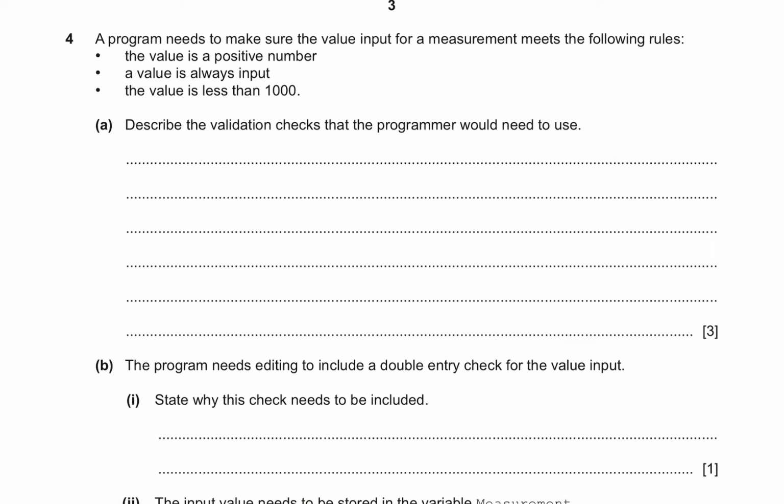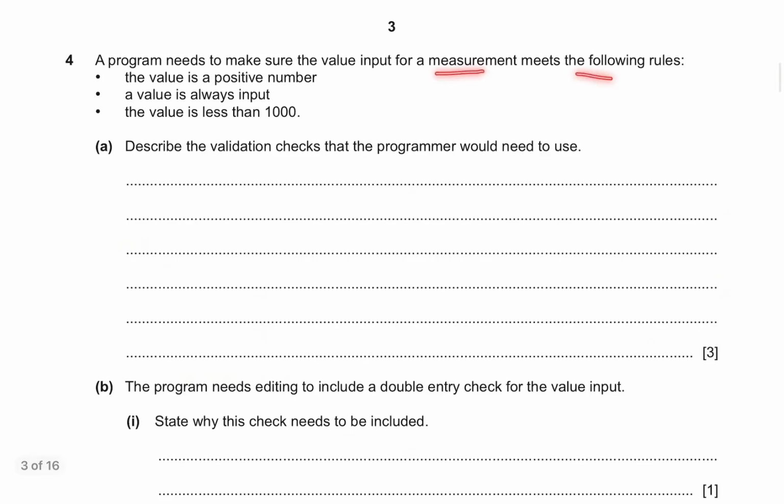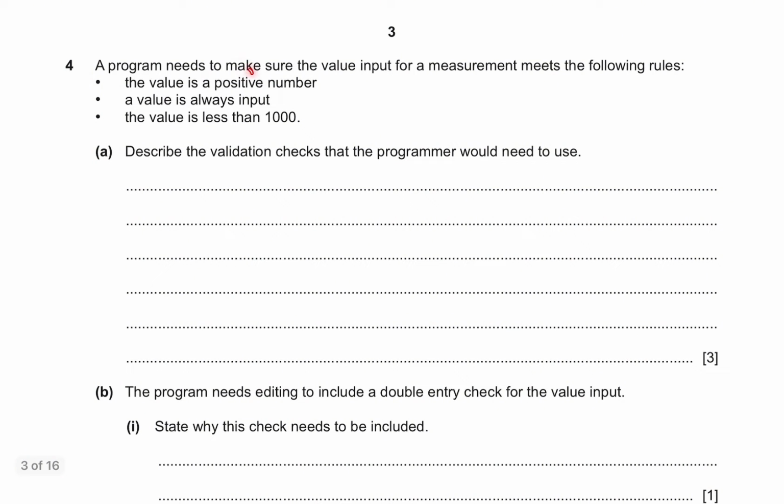Now, a program needs to make sure the value input for a measurement meets the following rules. The value is a positive number. The value is always input. The value is less than 1000. Describe the validation checks that a programmer would need to use.